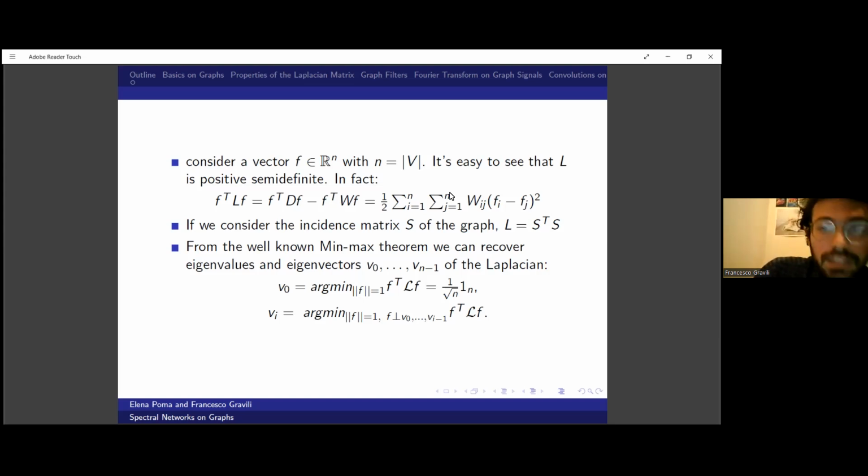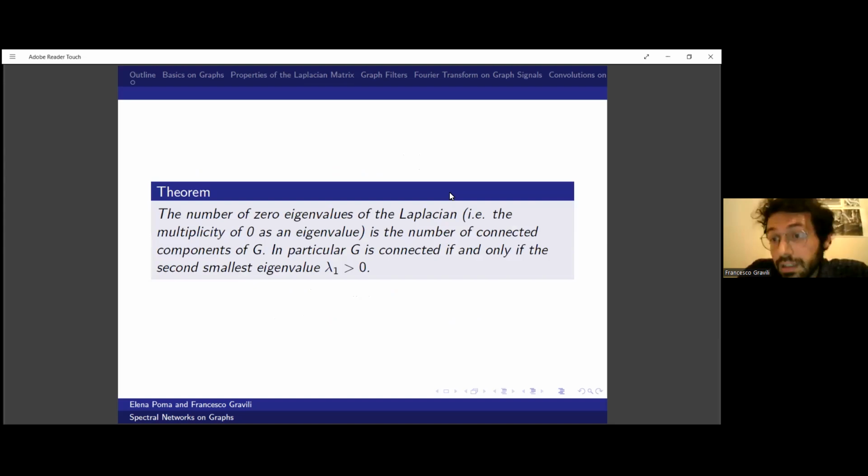This is an interesting theorem, which has a lot of applications, for example in graph clustering. It concerns the number of zero eigenvalues of the Laplacian, the multiplicity of the eigenvalue zero, because being positive semi-definite, the Laplacian has all non-negative eigenvalues and has at least one zero eigenvalue. So the number of zero eigenvalues is the number of connected components of G. In particular, G is connected if the second smallest eigenvalue, λ1, is greater than 0.